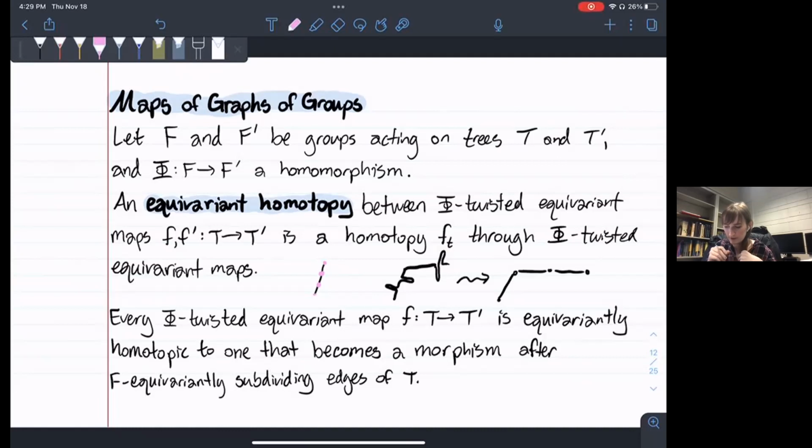So that's the general picture. Up to equivariant homotopy, you have a map that becomes a morphism after you subdivide edges of T. We already know how to project morphisms of graphs of groups to twisted equivariant morphisms of trees, and back to morphisms of graphs of groups. So if we have a map that becomes a morphism after you subdivide, we have a way to project that to the quotient graph of groups as well.